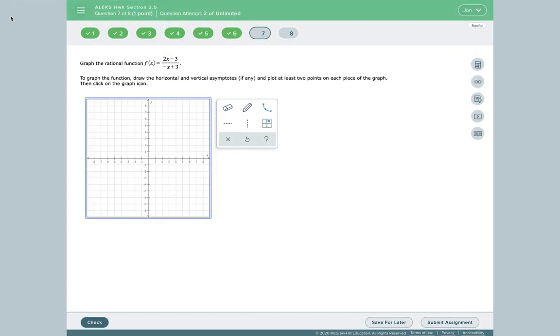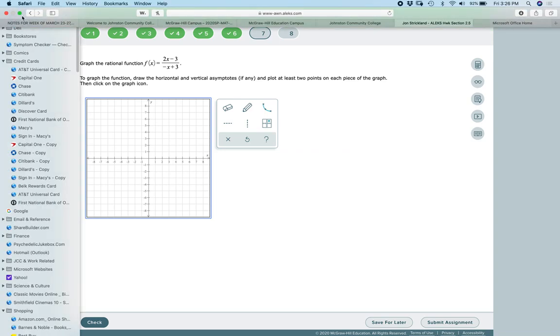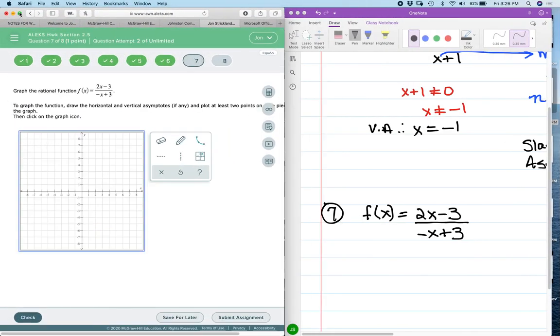Okay, for the seventh problem, it says to graph the rational function f of x is equal to 2x minus 3 all over negative x plus 3, and to draw the horizontal and vertical asymptotes, if any, and plot at least 2 points on each piece of the graph. And then click on the graph icon.